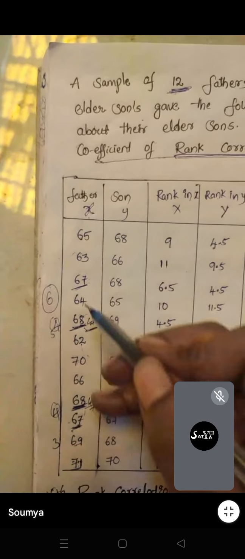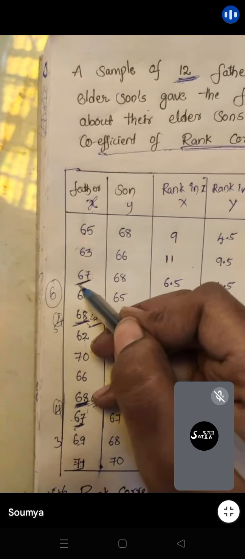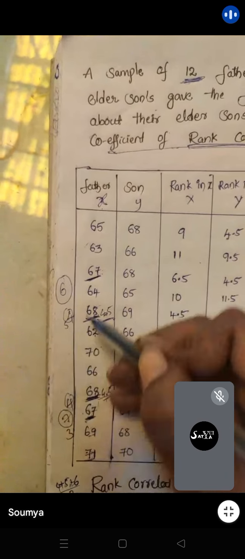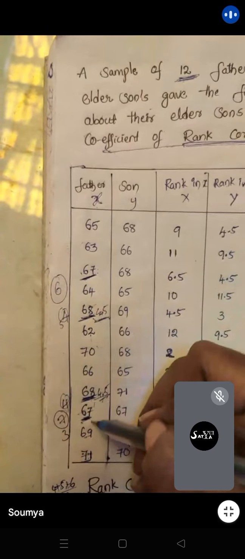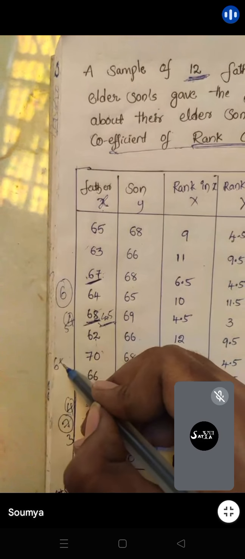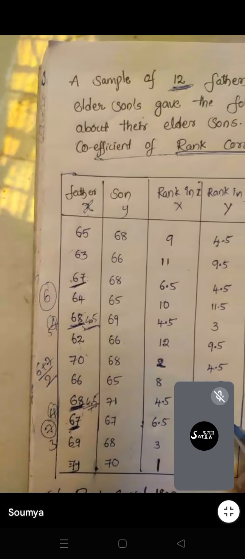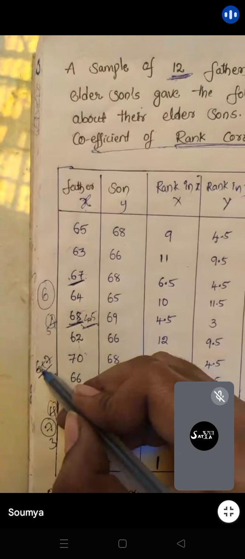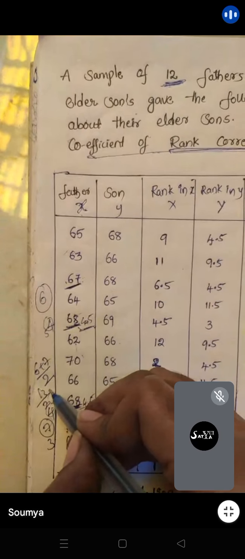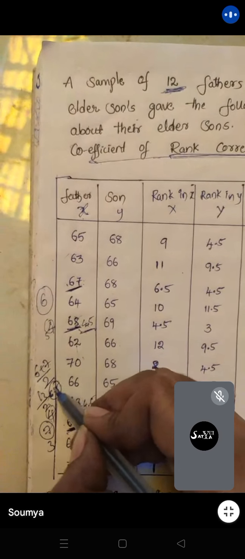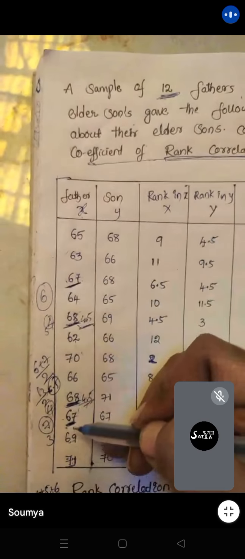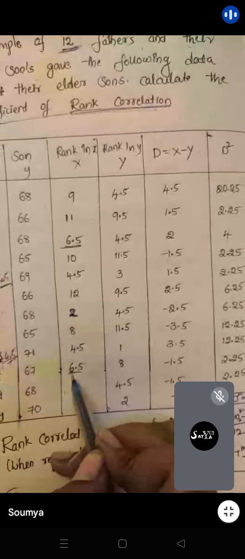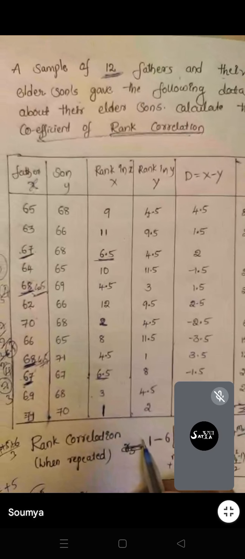Yes, ma'am. 6, 7. 6 to 7. This is 67. This is 67. So you have to give the rank to this 67 and to this 67. Now 6 plus 7, 13 by 2, that is 6.5. You have to give 6.5 to this one and 6.5 to this one.